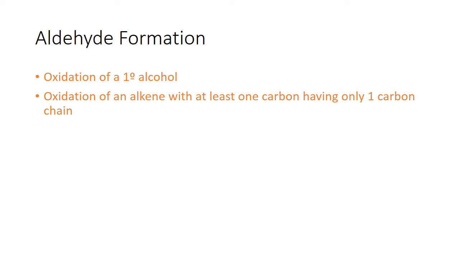In aldehyde formation, you've already seen that you can oxidize a primary alcohol and form an aldehyde. Of course, you have to use the gentle oxidizing agent of PCC. You cannot use chromic acid, since that will take it down to the carboxylic acid. If you have an alkene, you can do oxidative cleavage on an alkene that has a carbon with one hydrogen on the carbon in the carbon-carbon double bond.